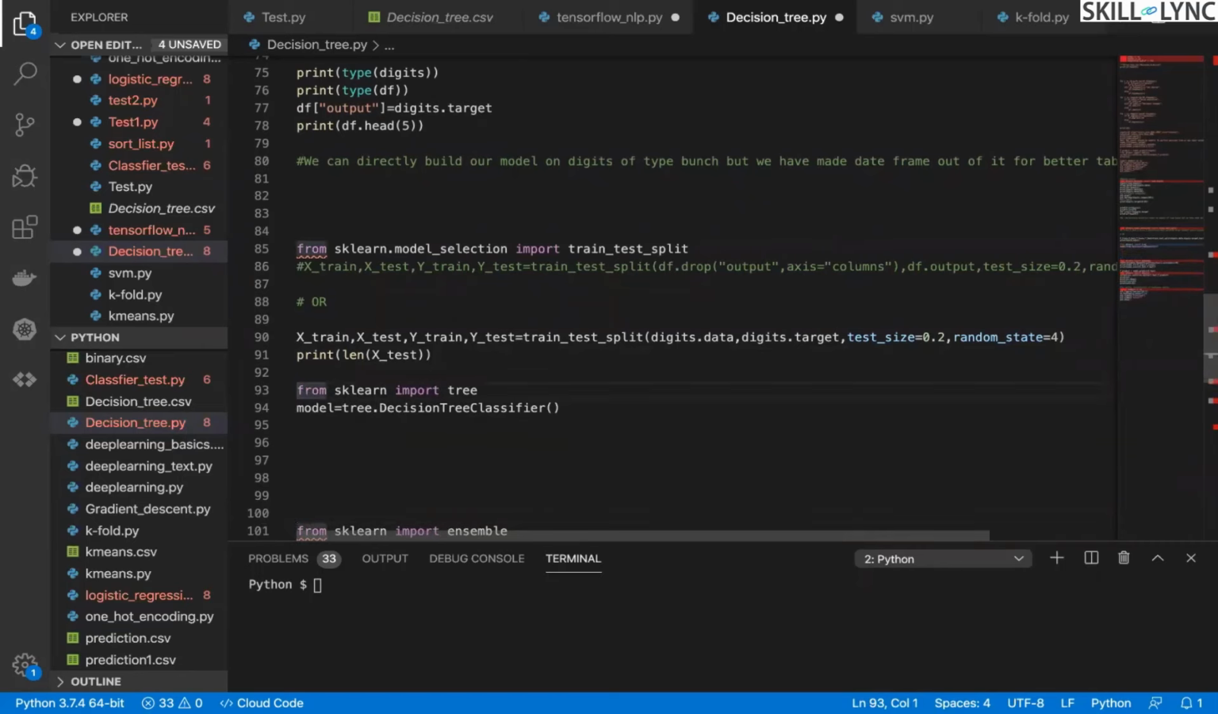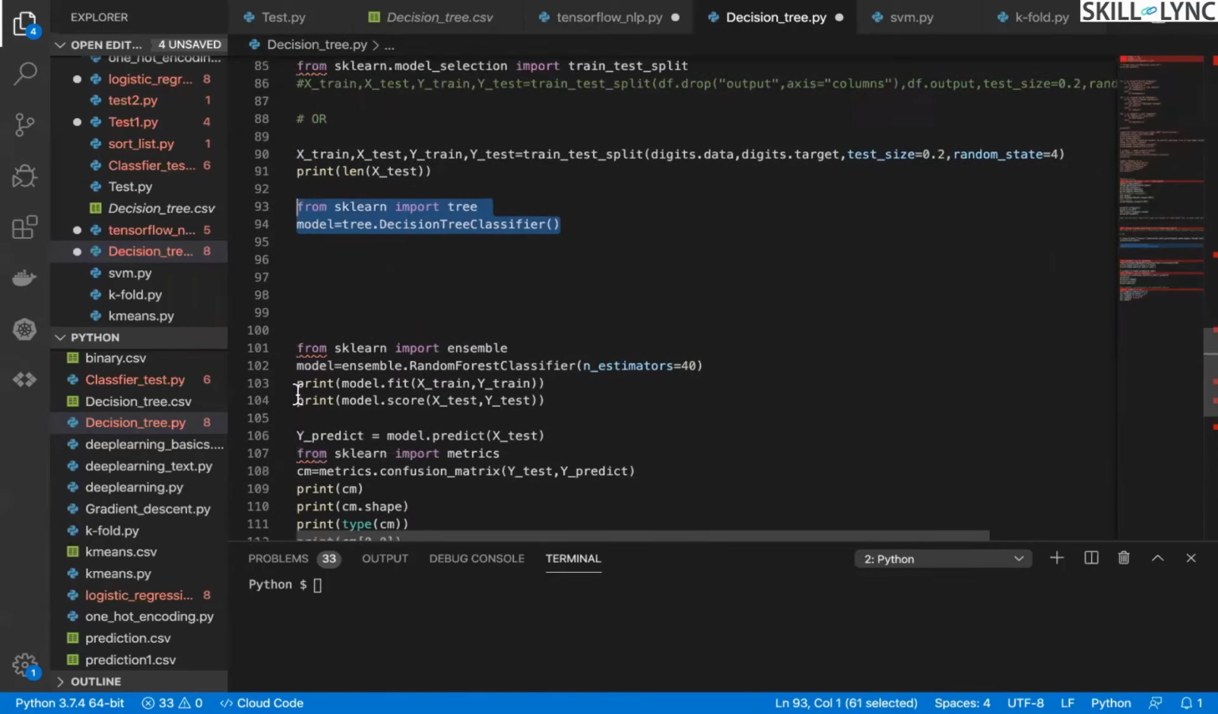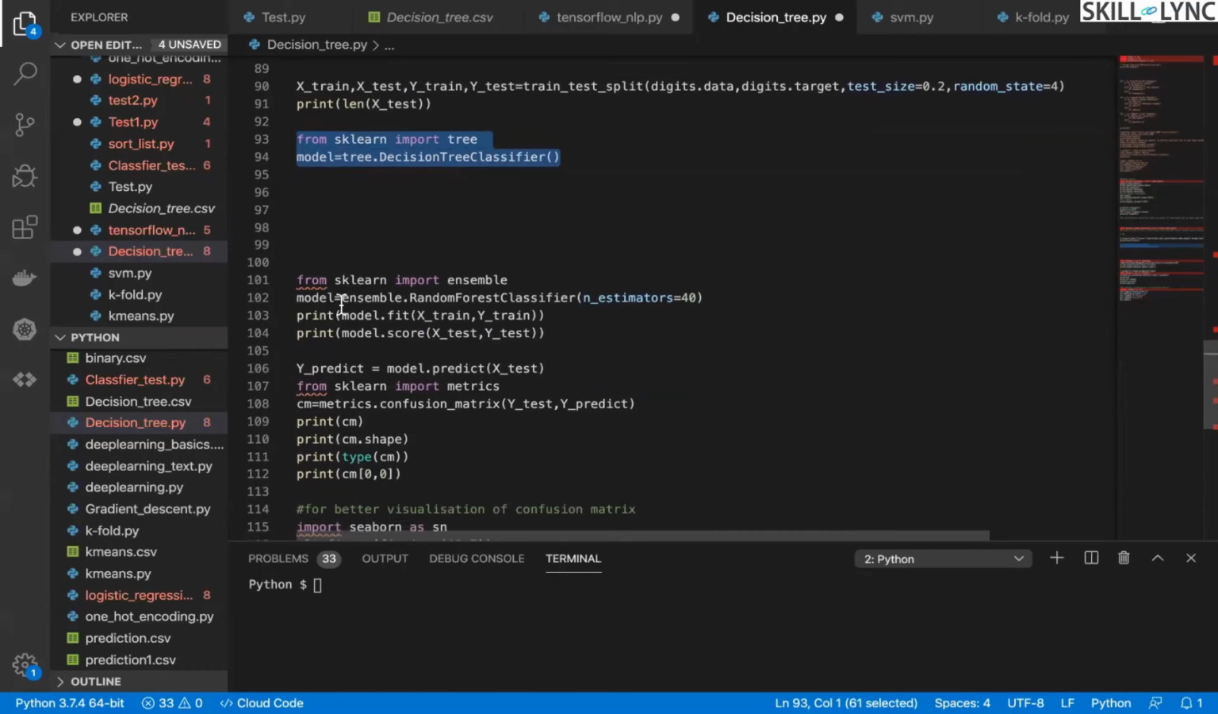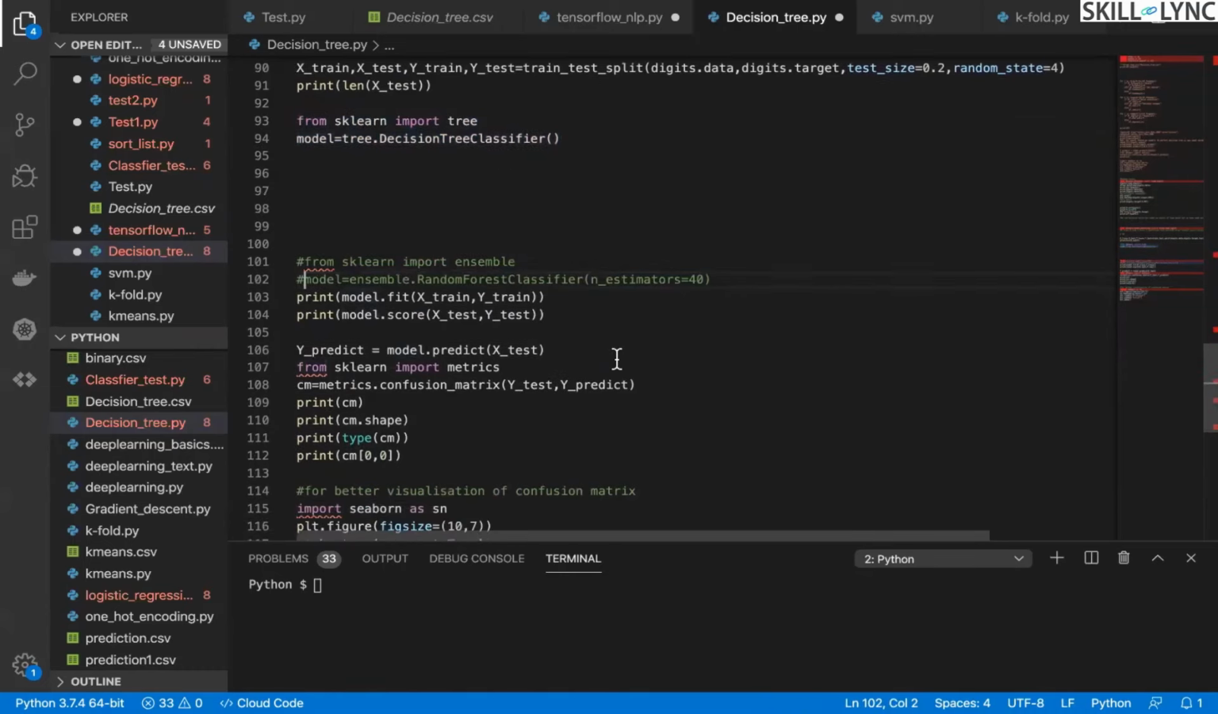Again from Skill-Lync, we have to import tree, like we have done for linear regression. Remember, from Skill-Lync we have imported linear model. From linear model we had linear regression and logistic regression. Similarly here we have to import from Skill-Lync, import tree, and from tree we are using decision tree classifier, right? It's just a few lines of code, that's it. You don't have to worry about this. Let me comment this. This will be there tomorrow.